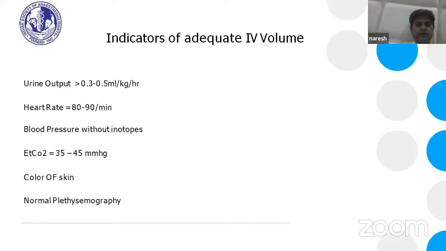Now, indicators of adequacy. So we have calculated for a 70 kg patient, we have given maintenance fluid, we have looked at the fasting status, but still how can we ensure that the IV fluid is sufficient? So you see it collectively. Don't believe only the monitor.